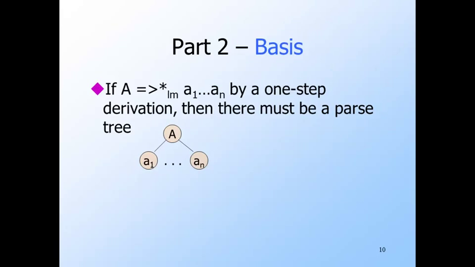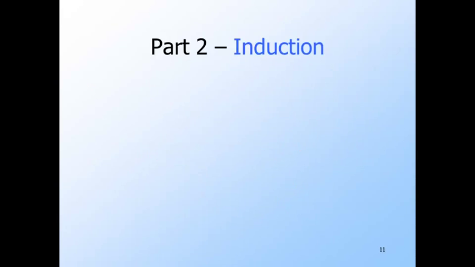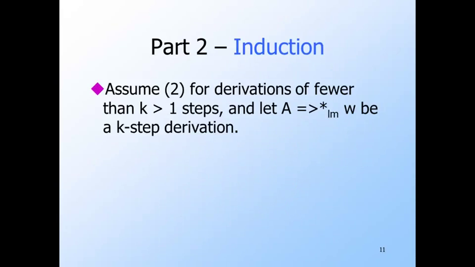root and the sequence of terminals in the body as the labels of the children. It's this, and there are the children. If the body is epsilon, then there's again a parse tree. It has A at the root and one leaf labeled epsilon, so it just looks like this. Now let's do the inductive step. We assume that leftmost derivations of fewer than k steps can be turned into parse trees with the proper yield, and we'll consider a k-step derivation of string w from variable A.